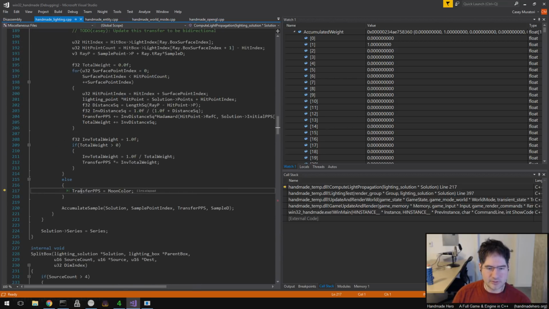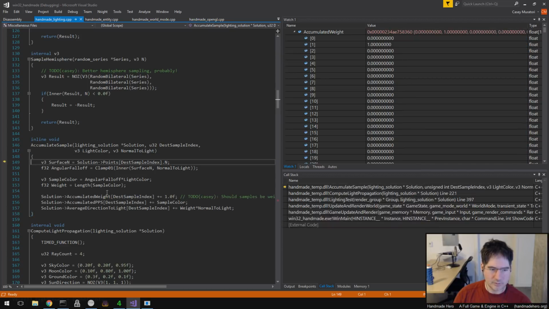So again, here's another example where we have the moon color coming in. The moon color now has a very specific transfer value. We're going to look at the angular falloff, which is actually pretty high in this case. Why is it high? Well, the normal to light is very pointy compared to the normal, right? The normal is pointing directly to the left, perfectly left, but the light value is more upward than that. So we're going to get some transfer, but it's not going to be a lot of transfer.